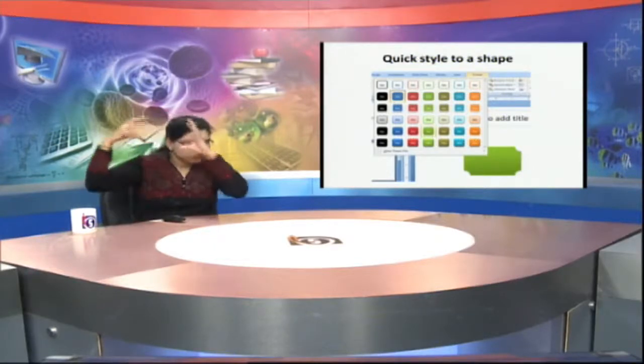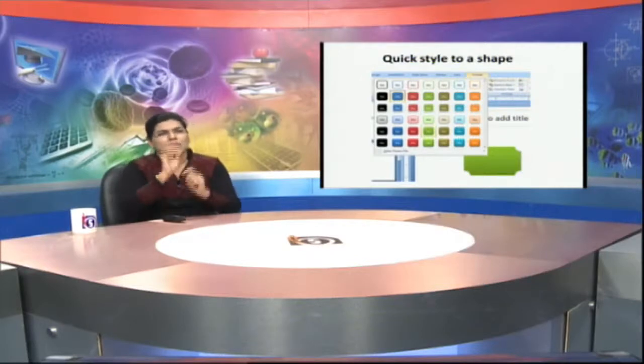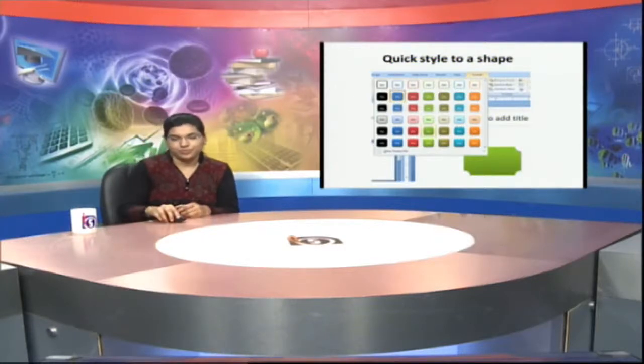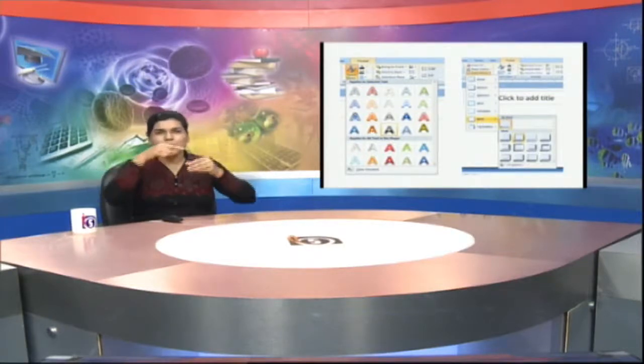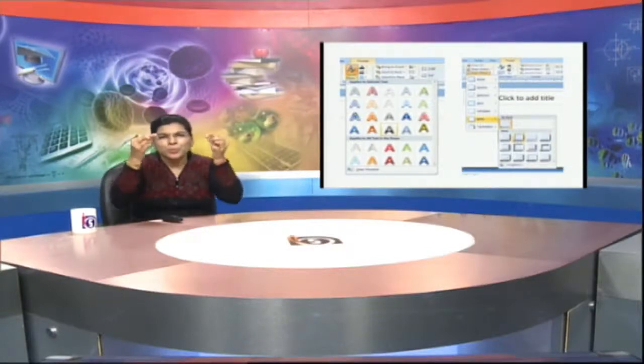Now you see quick style to a shape. Giving styles to the shape by giving color effects, you can select whichever you like. So you can also see the quick styles for your text. If you want it to look 3D looking, and you can give effect to the shapes also and to the font also. These effects will make your presentation catchy looking and beautiful. You can always go through and explore more and more for yourself.